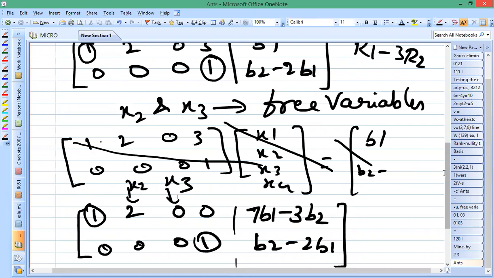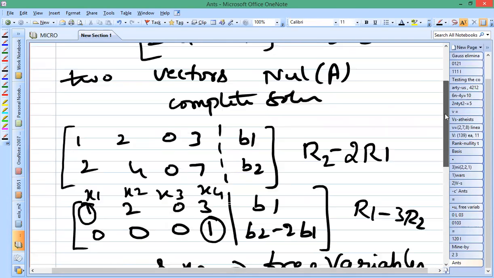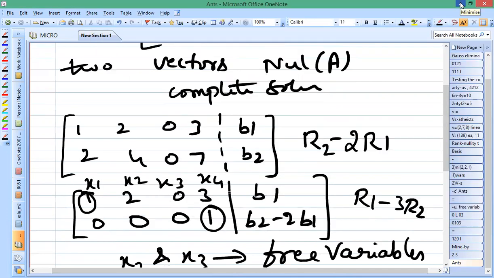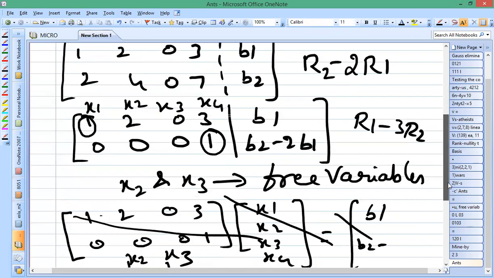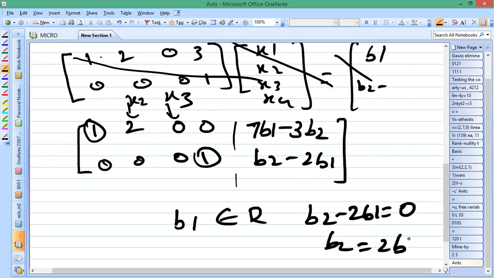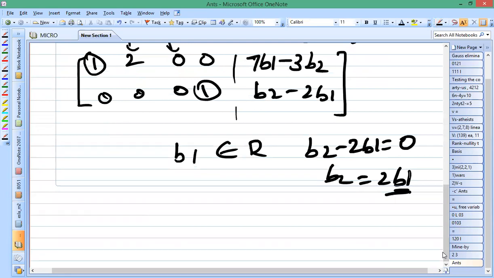In order to have a solution, we need a condition: b1 belongs to R, and b2 minus 2b1 must be equal to 0, which implies that b2 is equal to 2b1. These are the conditions for which the solution of Ax equal to b exists.